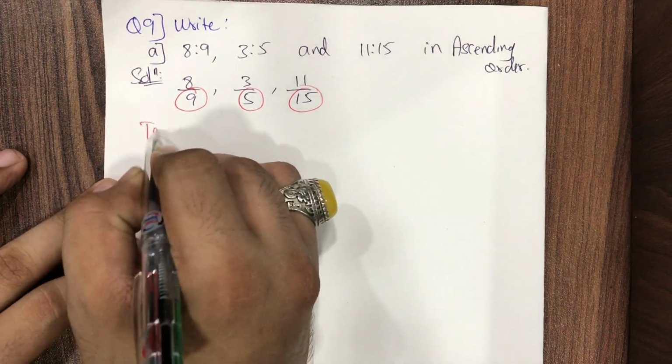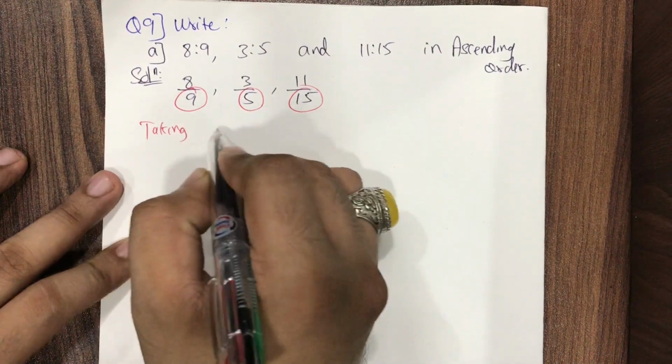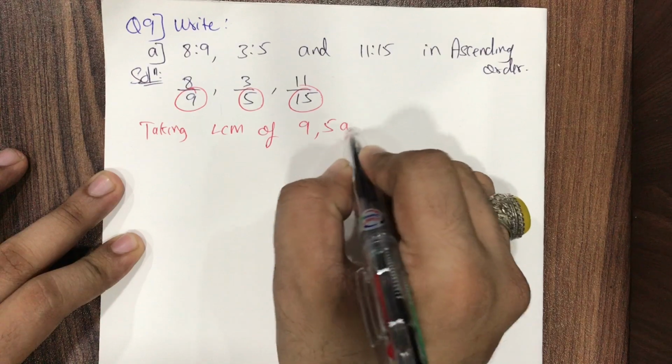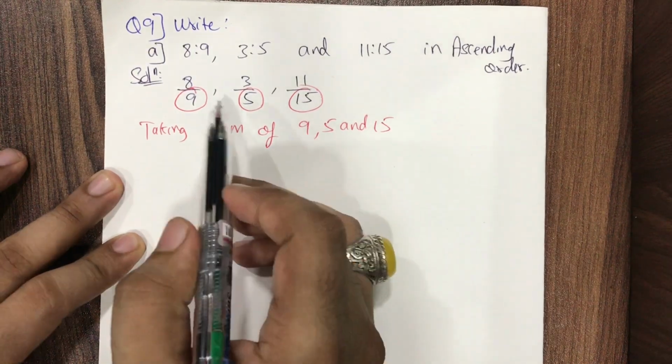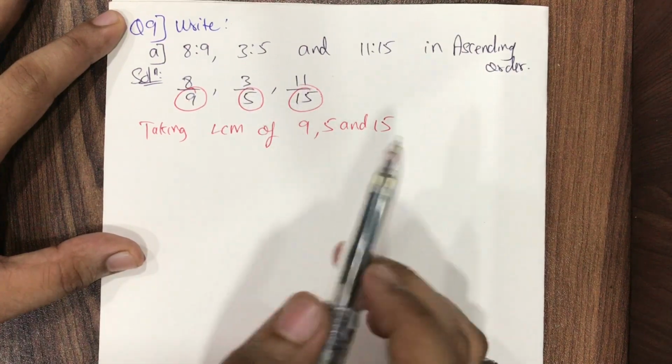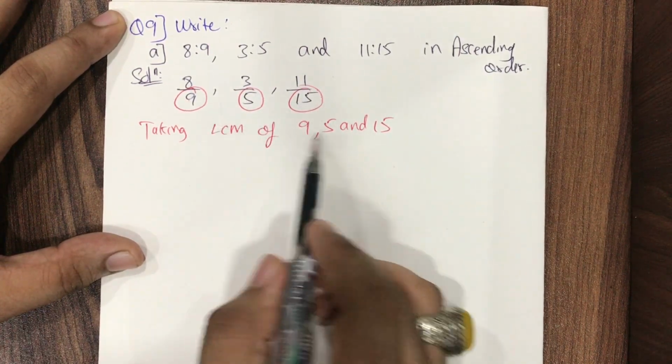So taking the LCM of 9, 5 and 15. See, I cannot evaluate anything, and none of the three fractions can be reduced further. So the LCM of 9, 5 and 15.